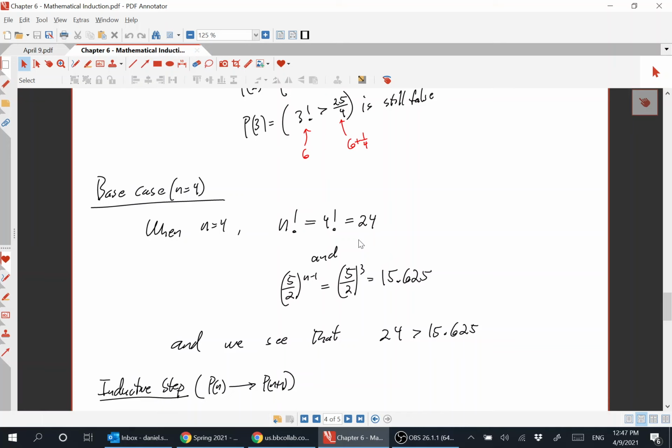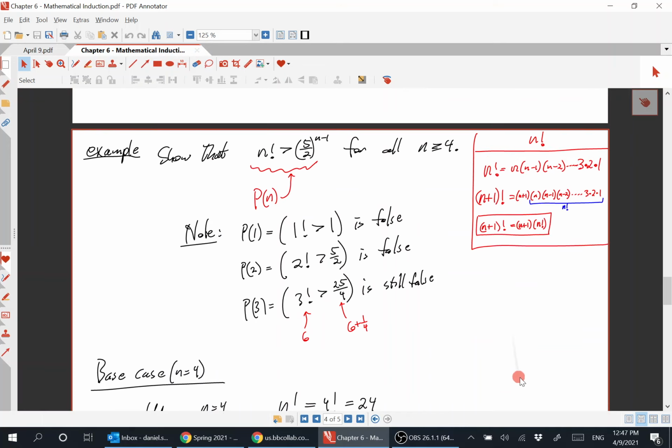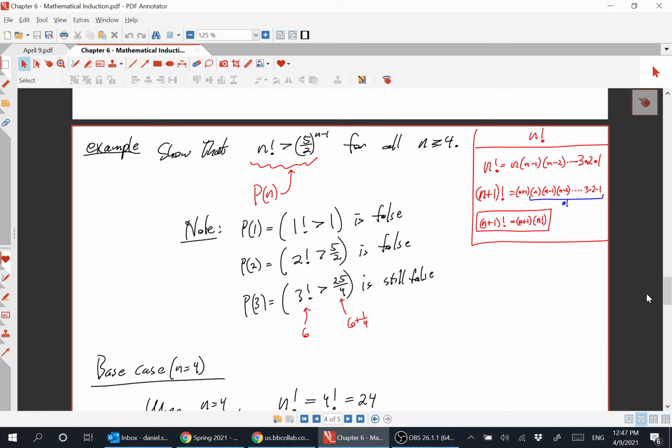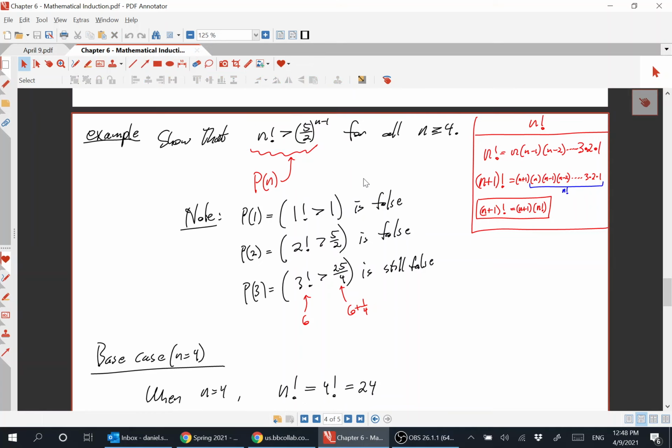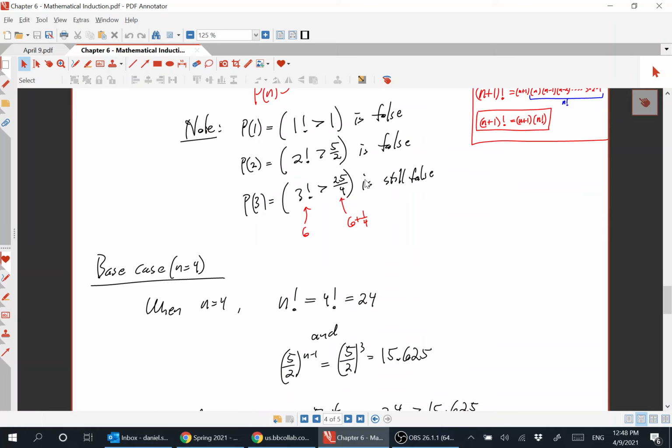So in this problem, Pn is this statement here, just this inequality. That inequality is either true or false. It's false for n equal to 1, 2, 3, and we want to show it's true for n equal to 4, 5, 6, 7, 8, 9, 10, 11, 12, 13, 14, 15, 1 million, 1 million and 1, 10 zillion, whatever. It just remains true after that. So we start with n equal to 4.